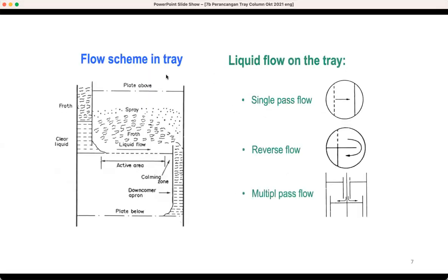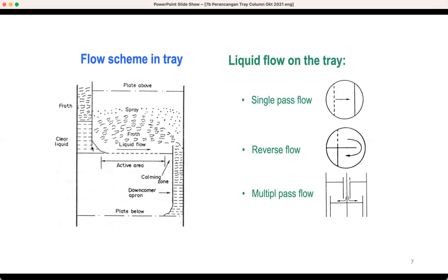Okay, so let's have a look at the flow scheme of the tray. If this is the plate above, and this is the current plate that we're looking at, you will get the liquid from the plate above, and then this will hold to this height. On top of the clear liquid, you will find some froth, like kind of bubbles. And after that, the clear liquid will flow to that side.